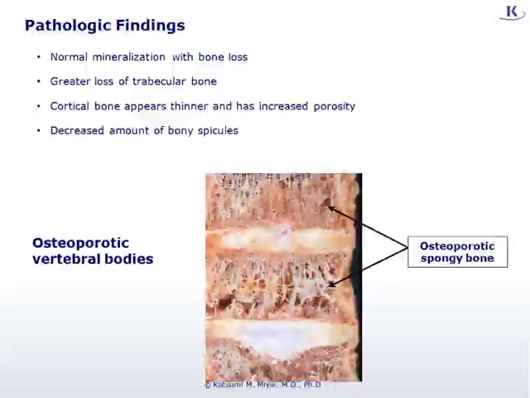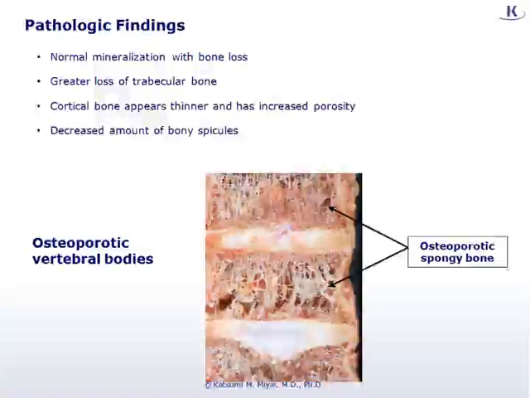Pathologic findings in osteoporosis include: in all forms of osteoporosis, mineralization of bone remains normal, in contrast to osteomalacia, in which defective mineralization leads to bone loss. In osteoporosis, there is greater loss of trabecular or spongy bone, which is found on the epiphysis, at the ends of long bone and in the vertebrae.